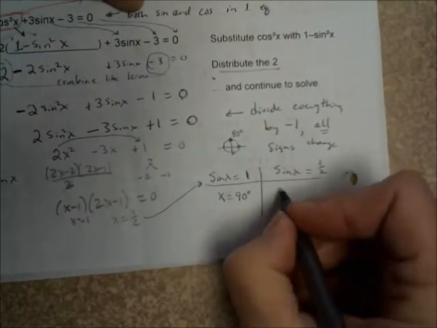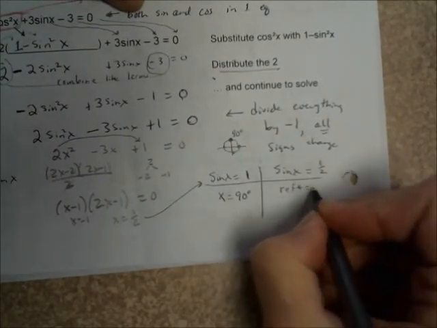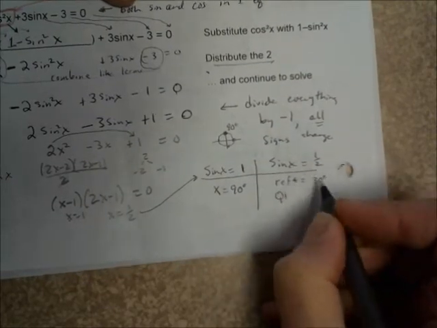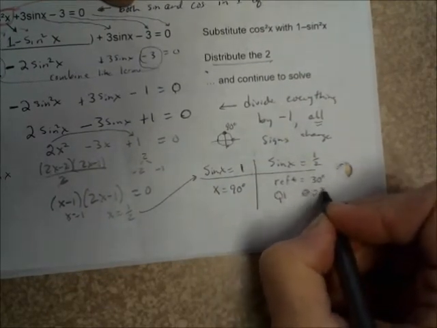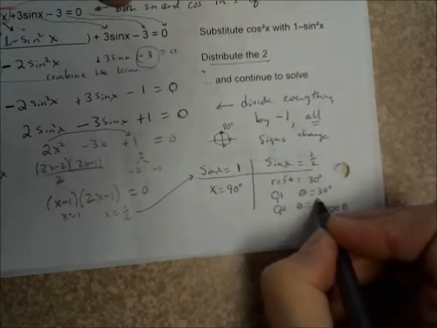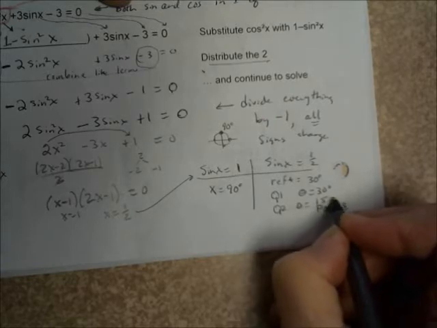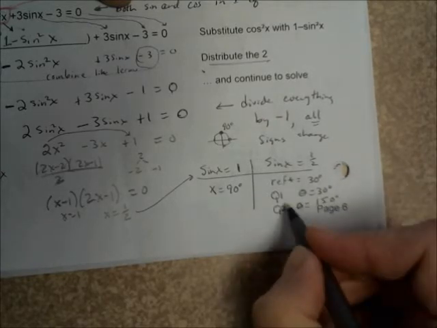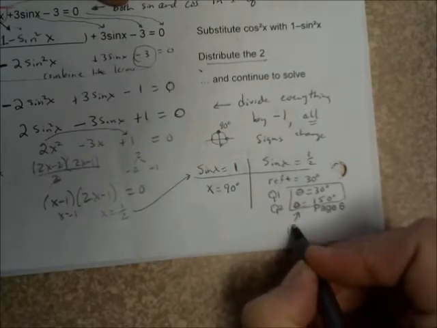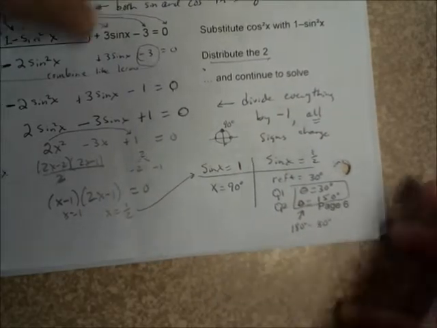And if sine is equal to 1/2, we have a reference angle that's equal to 30 degrees. We have a quadrant 1 answer because sine is positive. Our theta value is 30 degrees. And our quadrant 2 theta value is 180 minus 30, which is 150 degrees. Make sure you know how to get those theta values. That's 180 minus 30 degrees.